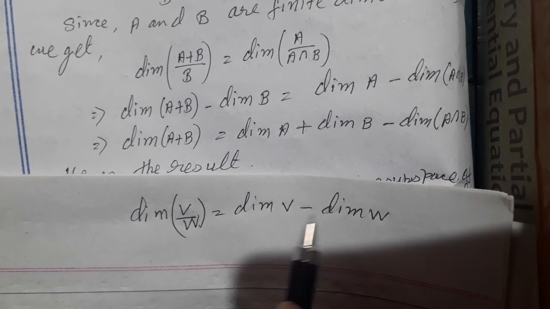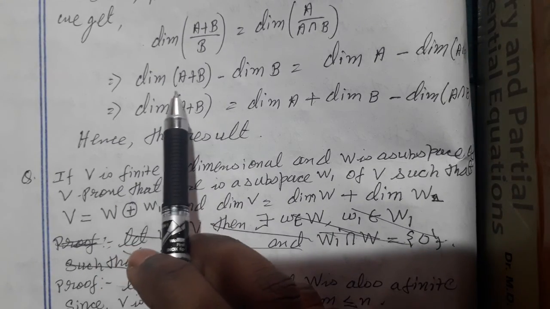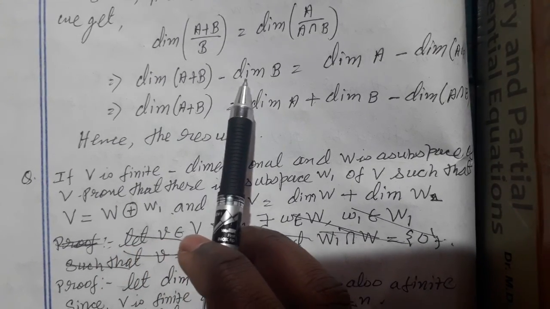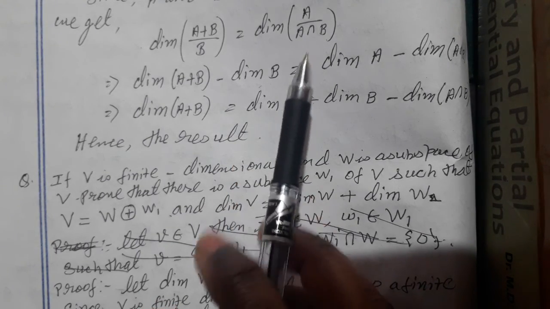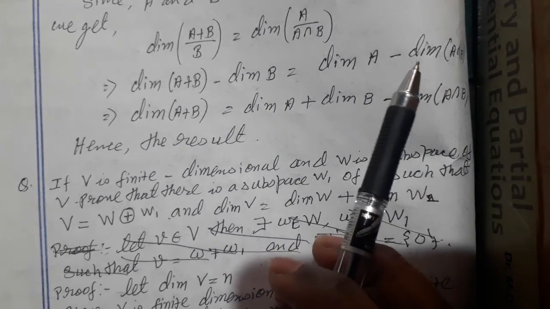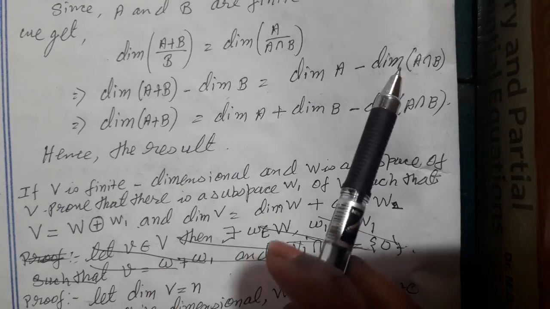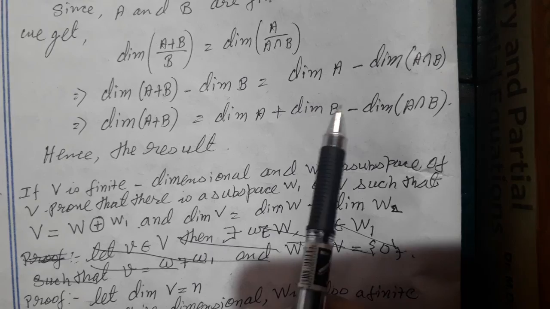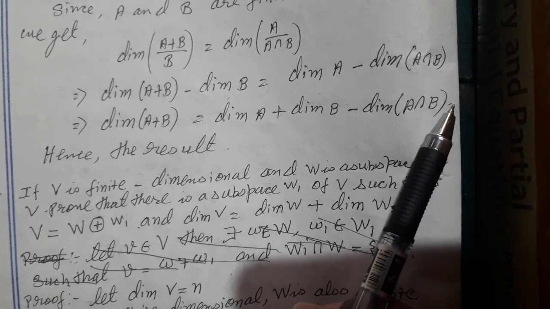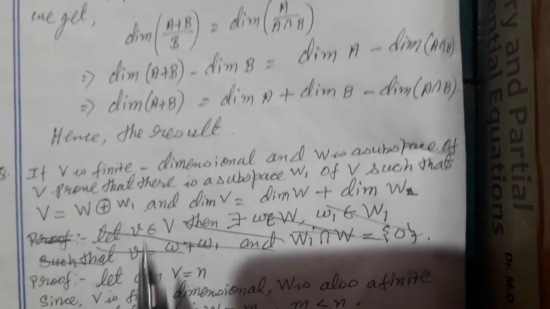So using this formula, we get here dimension of A plus B minus dimension of B, which is equal to, applying the same here also, dimension of A minus dimension of A intersection B. Okay, now you bring this one to this side, we get dimension of A plus B equal to dimension of A plus dimension of B minus dimension of A intersection B, which is our required result.